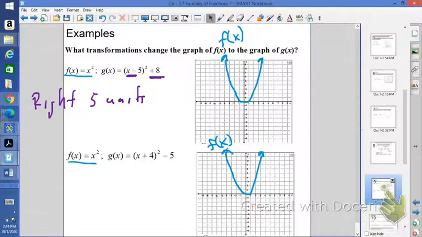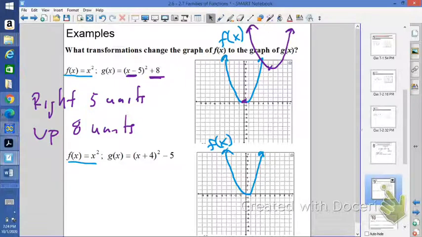Add to the x, go left; add to the y, go high. Here we're adding to the y, and when you add to the y, you go high. So we're going to move it up 8 units. We're going to move the vertex of the parabola to the right 5, and then up 8. It's going to be about right there, and then you just draw your U.